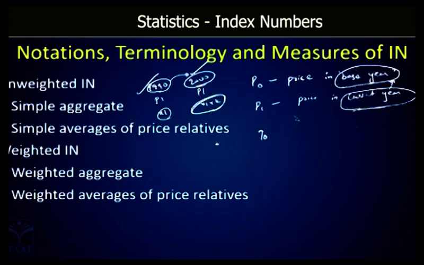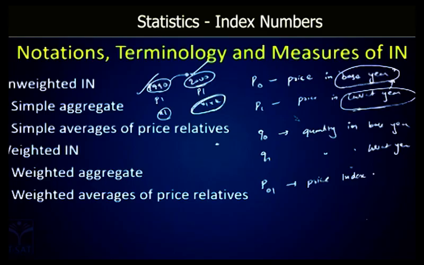Now in the same way, Q0 is quantity in base year, Q1 is quantity in current year. P01 is the price index of current year with respect to base year.